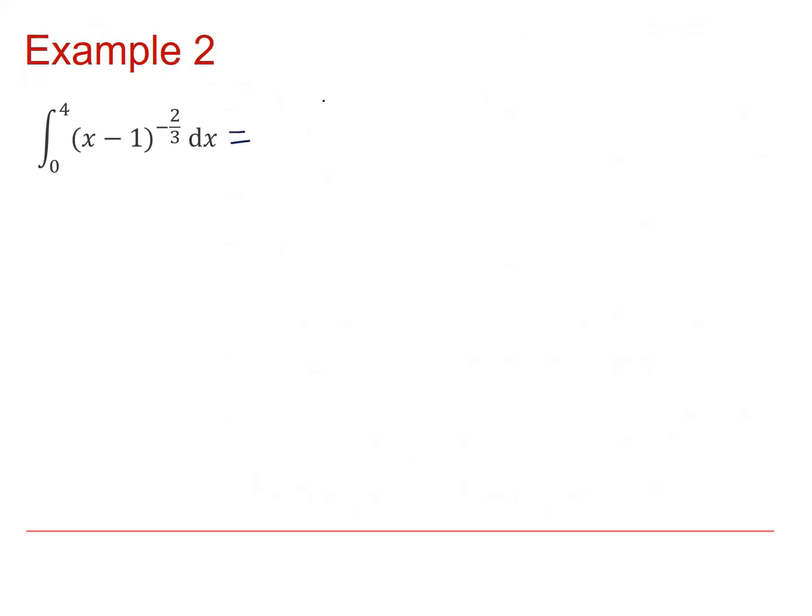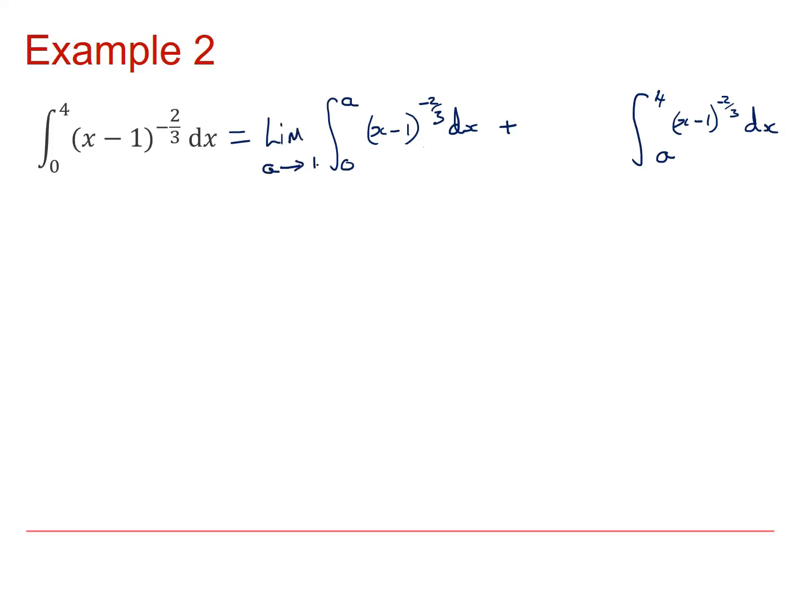So, same technique as before. We're going to split it at the perceived problem value, so 0 to a, (x minus 1) to the minus 2/3 dx, and from a up to 4 of (x minus 1) to the minus 2/3 dx. And in both cases, what happens as a tends to 1?